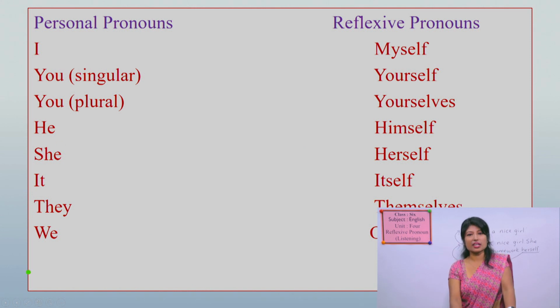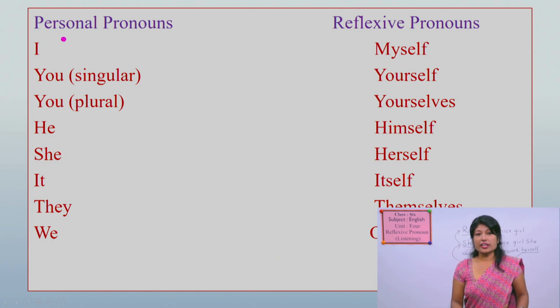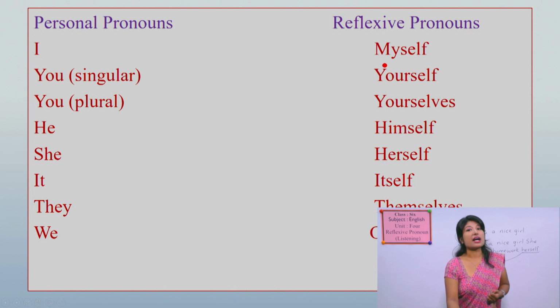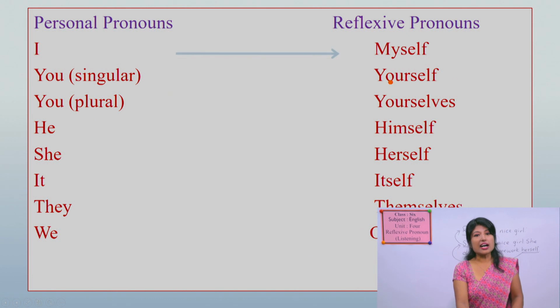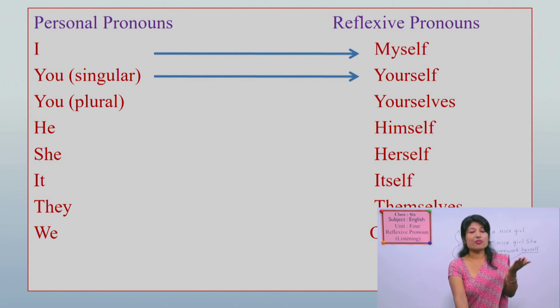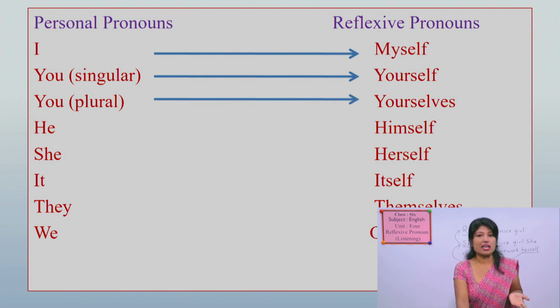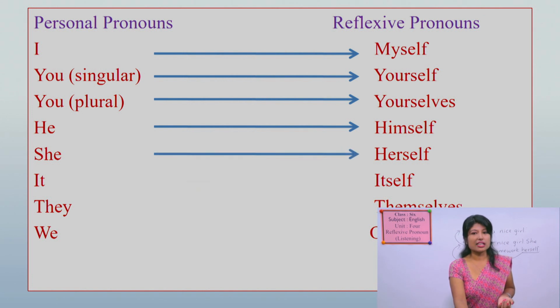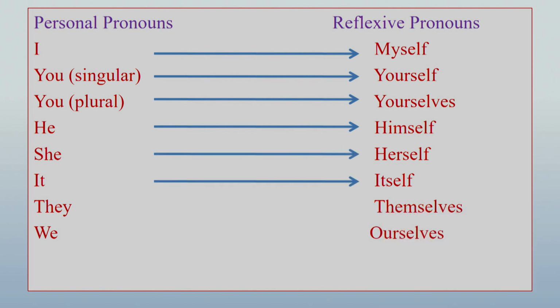These are pronouns, and when we refer back to these things, we use reflexive pronouns for them. For example, for I, the reflexive pronoun we use is myself. You, yourself. And when it is plural, yourselves, S-E-L-V-E-S ending, selves. He, himself. She, herself. It, itself. They, themselves.